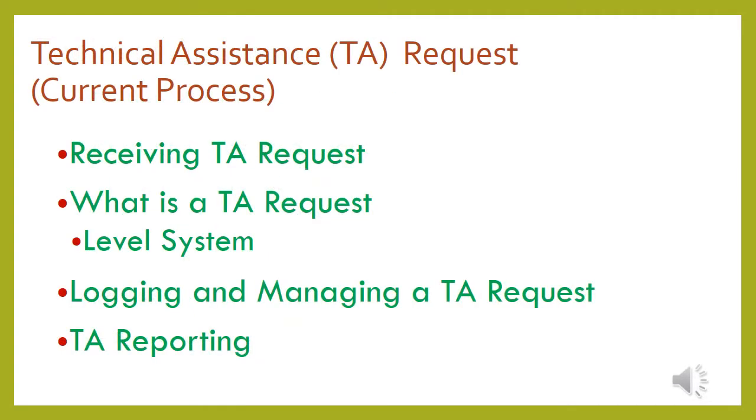First, let's look at the current process. For the purposes of this presentation, we will call Technical Assistance Requests TA. Currently, the process begins with receiving a TA request. Then we determine what level the TA request is by the staff time allocated to fulfill the need.